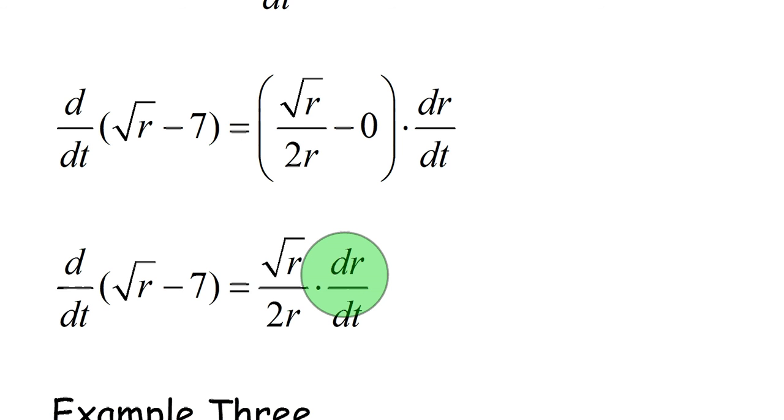The thing is, you just always want to kind of highlight this and know that if the variable you're taking the derivative of is different than the variable you're taking it with respect to, then you have to multiply by that. So in this case, dr dt. That's it for example 2. Next we'll take a look at example 3.